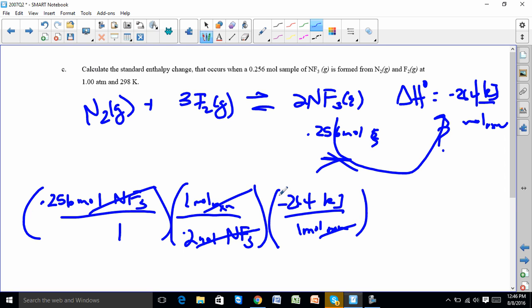This cancels this. 0.256 times negative 264 divided by 2. The calculator says negative 33.792 kilojoules. And because this has 3 sig figs and this has 3 and this is a counting number, the best answer is negative 33.8 kilojoules.